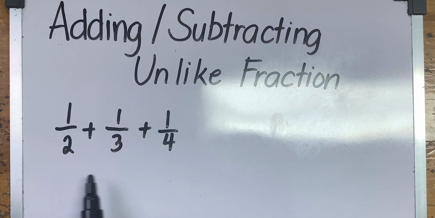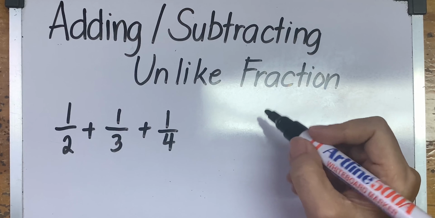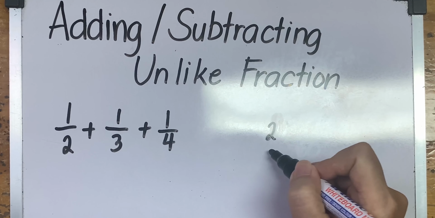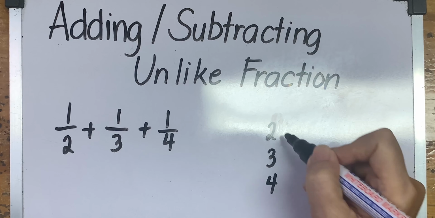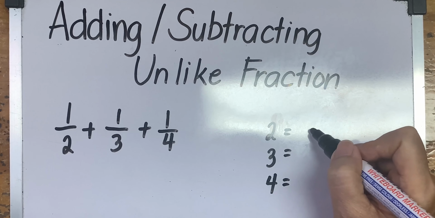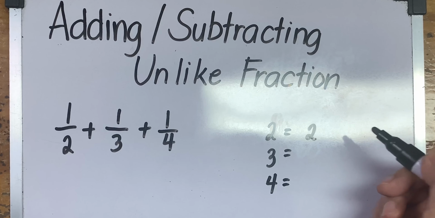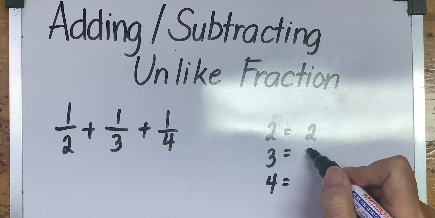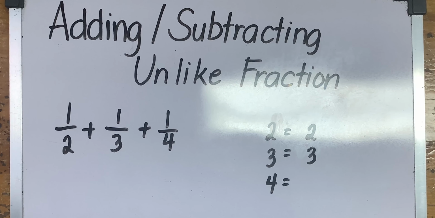Kukunin natin lahat ng denominators at ilagay natin dito. Sulat natin siya. Kukunin natin ang prime factors ng mga numbers na ito. So for 2, it's simply 2 times 1 or simply 2. For 3, 3 times 1 or simply 3. For 4, it's 2 times 2.